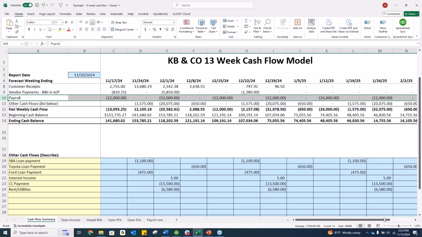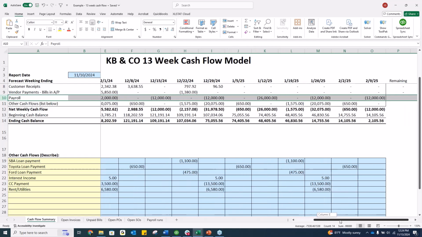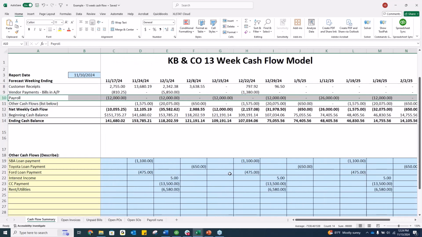There are other transactions that I need to put in my cash flow model as well. For example, I've got some loans that we were looking at on my statement of cash flows. I understand here that I'm going to have a payment on my SBA loan of about $1,100 once a month. So I've included that in here. I also have my 2 car notes, a Toyota and a Ford. And again, those intervals are posted in here.